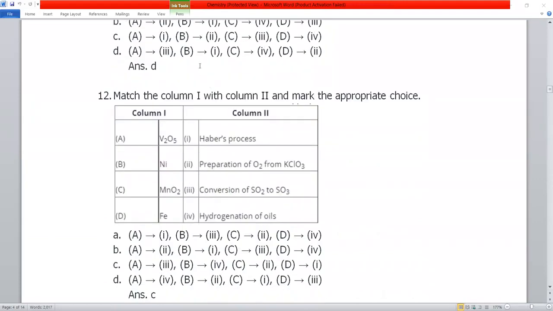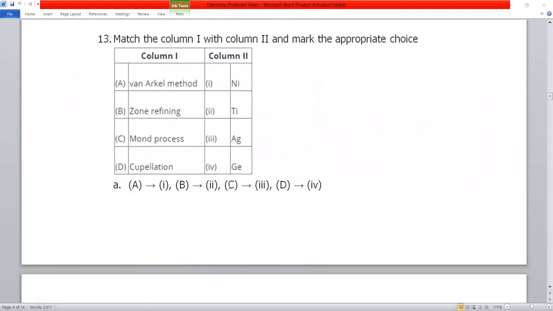Next, question number 12, students. Match the following column 1 and column 2 and mark the appropriate choice. In column 1 they have given catalysts, and in column 2 the types of reactions. V2O5 is used in the contact process, the preparation of H2SO4. Nickel is used in hydrogenation of oils, MnO2 is used in preparation of O2, and Fe is used in the Haber process. Which case exactly matches? Option C exactly matches. This is from the d-block elements, students, so check the d-block chapter.